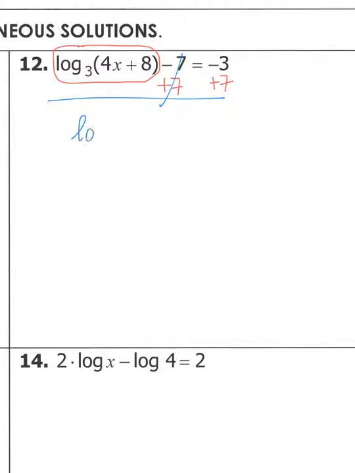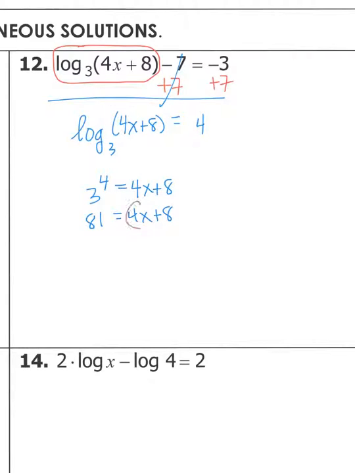So I end up with log base 3 of 4x plus 8 equals positive 4. And so we've done this before. In a previous one, we want to put this into exponential form. So this is going to be the base of our exponent, a 3. And then remember, we switch these two around. So I'm going to get 3 to the 4th is equal to 4x plus 8. And 3 to the 4th is 81.